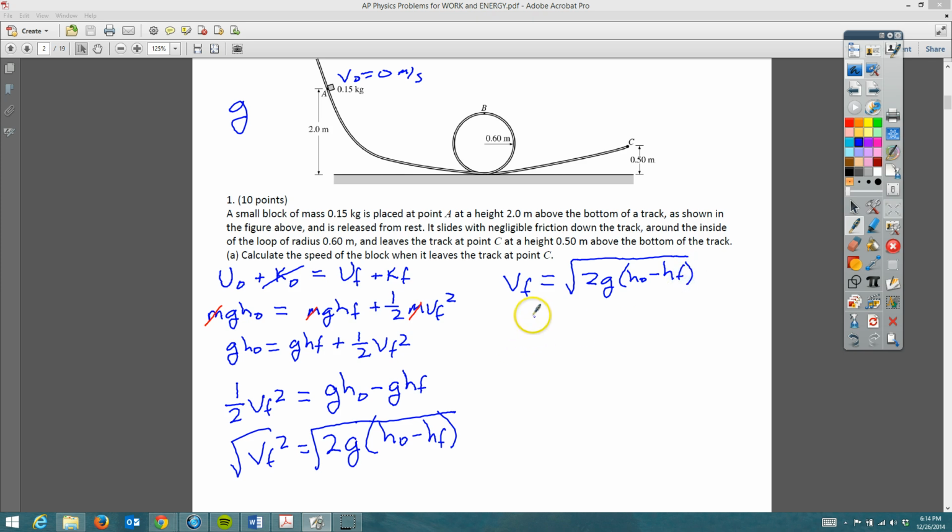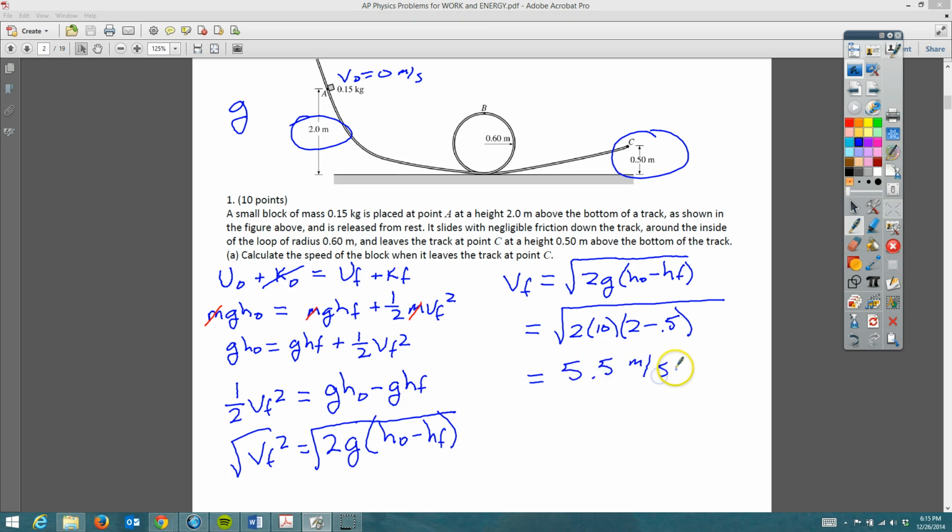And now we just got to plug everything in. So this is equal to the square root of 2, we're going to use 10 here for g, you can use 9.8 if you want to, times our original height, which is 2 meters, minus our final height, which is 0.5 meters. And when you're done, you should end up with a solution of 5.5 meters per second.